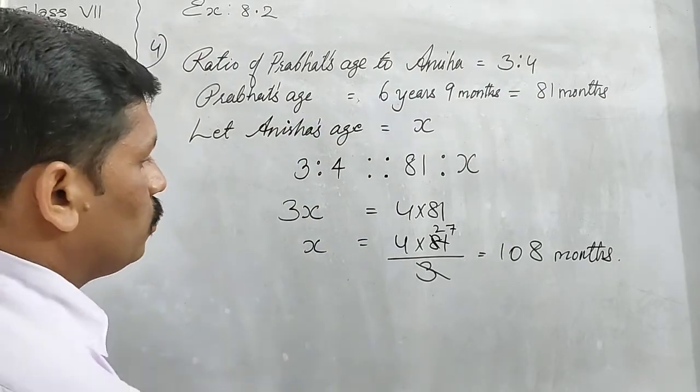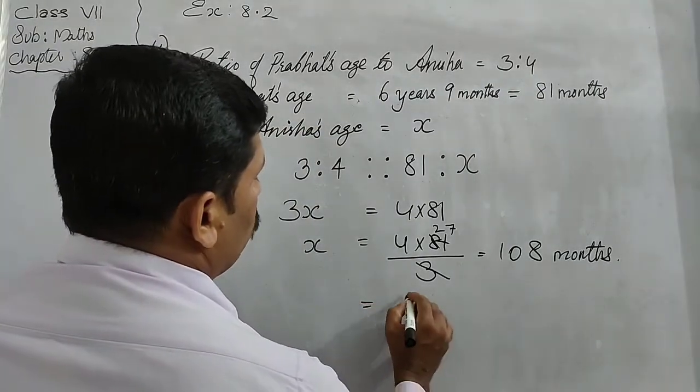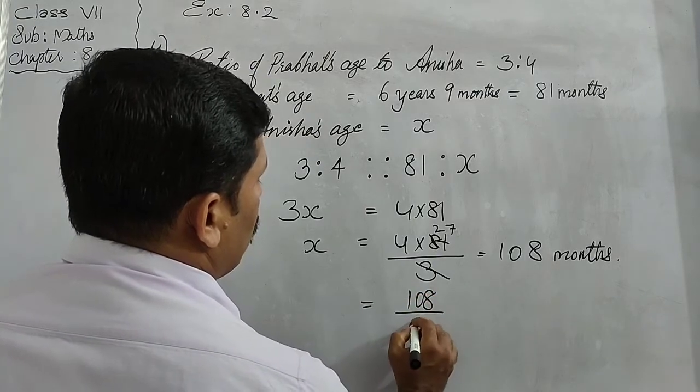That we can convert into years. 1 year is 12 months. So 108 months means 108 divided by 12.